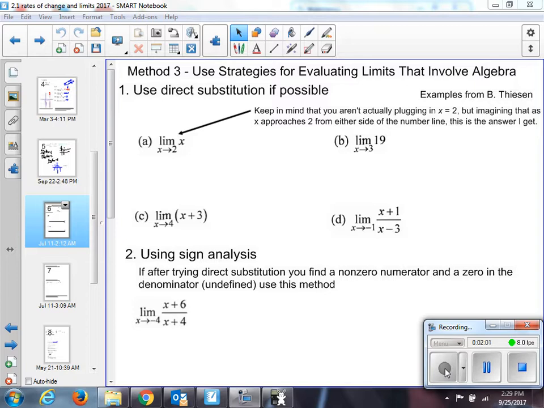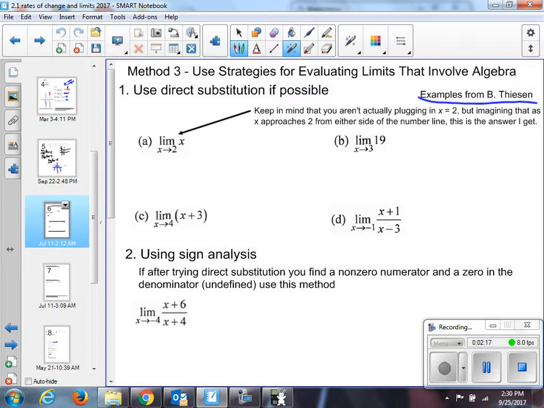Okay, continuing on. Method 3, using strategies to evaluate limits that involve algebra. This is the most common method, especially when you're in university. Use direct substitution if possible, and I mentioned that I'm using examples from this Pearson textbook here.